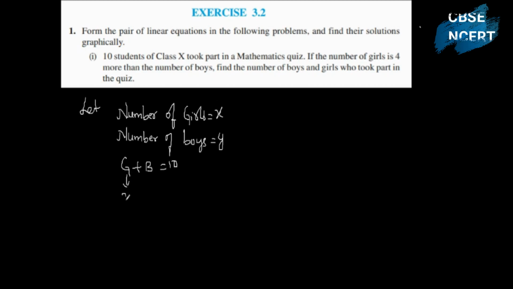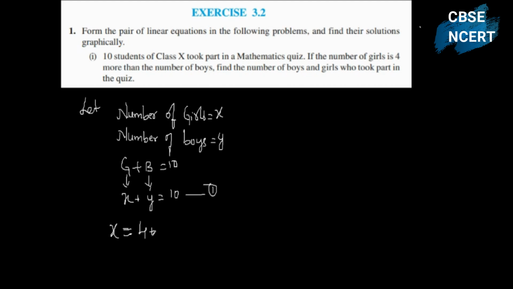I assumed girls as x and boys as y. So x plus y is equal to 10. It will be the first linear equation. There is one more condition in the question: the number of girls is 4 more than the number of boys. It's simple. The number of girls x is equal to 4 more than the number of boys.